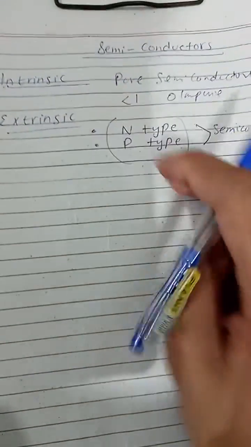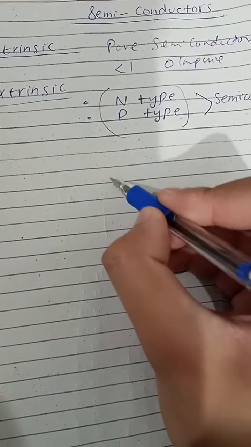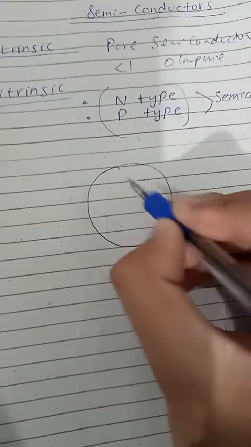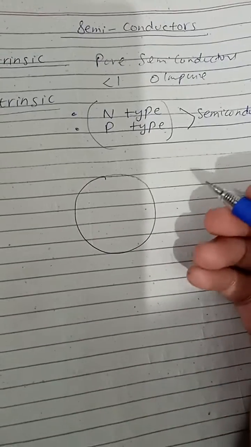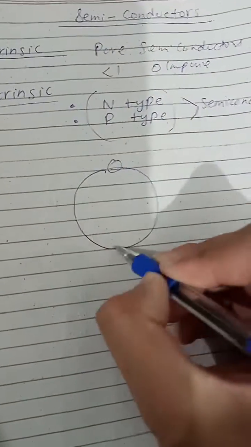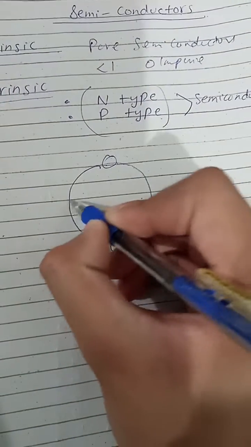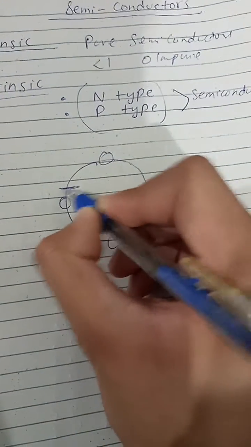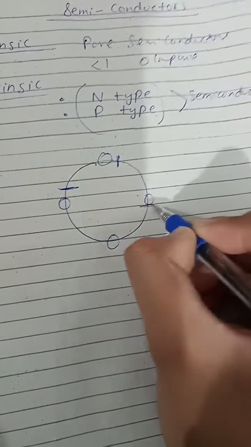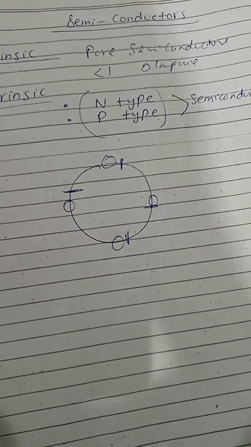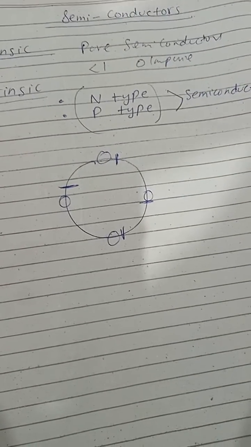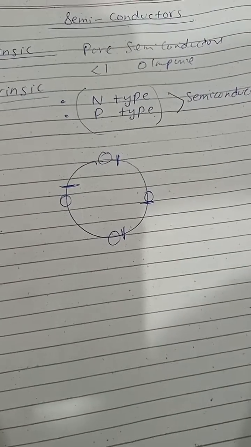So for intrinsic, we're going to take the example of silicon. Silicon has four electrons in its valence shell. So four electrons are there, and it still needs four electrons to complete its shell. Like here it needs one, here it needs one, here it needs one, and here it needs one actually. So it is not going to cause the electrons to flow if it doesn't have the complete shell.